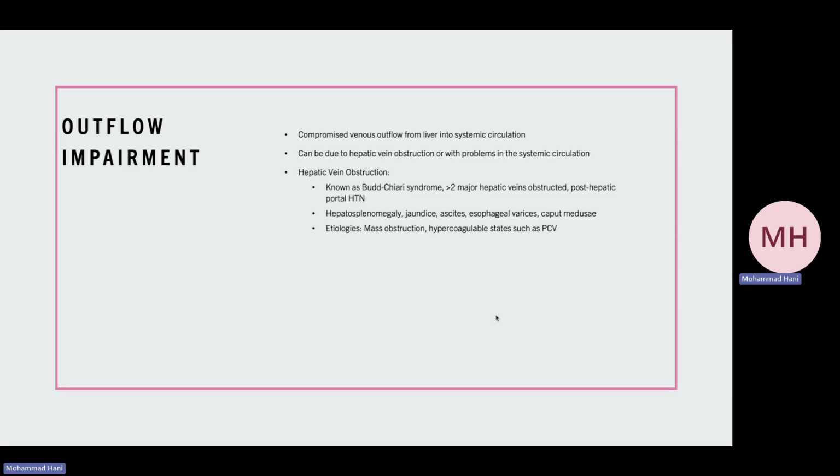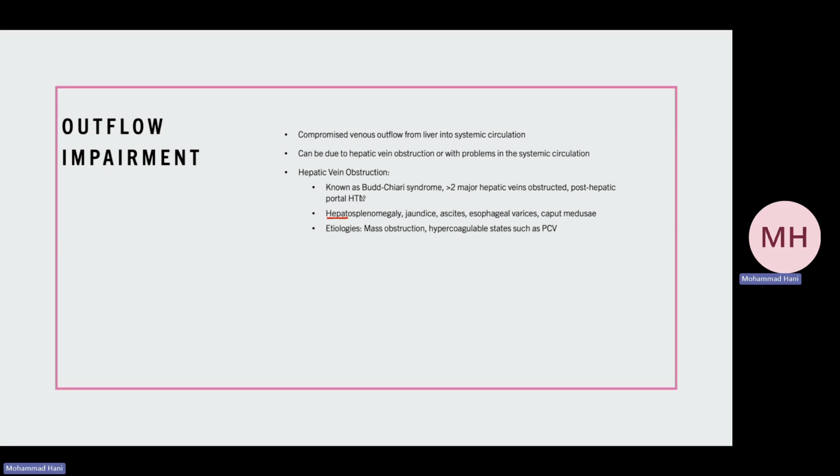Now, why do we see hepatosplenomegaly? Starting off, we're going to discuss why we see hepatomegaly. It's because once the blood flow is obstructed through the hepatic vein, it's going to start backing up within the liver. And when it backs up into the liver, it's going to dilate the sinusoids, and that's going to stretch the liver out. That's why it's going to be hepatomegaly.